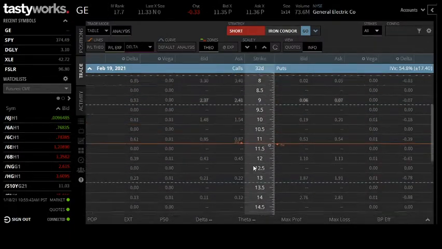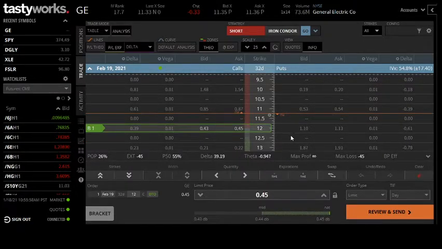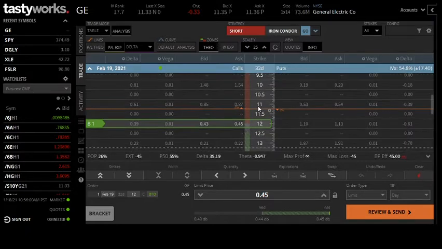I personally wouldn't do a spread on GE, and here's the reason why. Because you're able to get so close at the money or in the money with this further out expiration, I would just go naked. You still have next to no theta, you have a good delta, and your probability of profit is decent. It's only costing you $45 to go one out of the money.